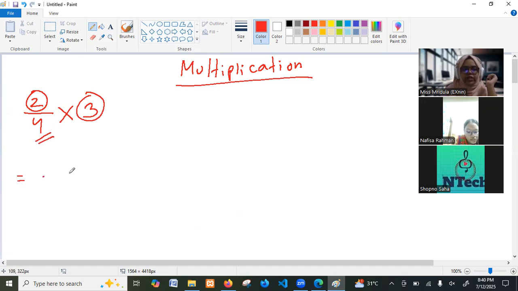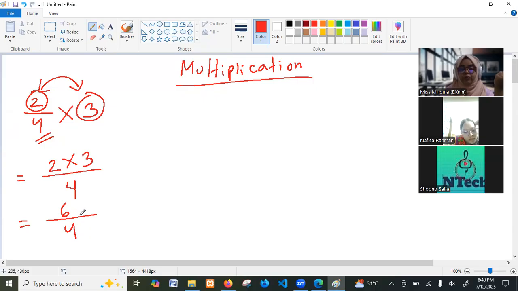Okay, so in this case, the 4 will be as it is, but we have to multiply the numerator and the integer number. So in this case, 2 multiplied by 3. Then if I come up with the solution, it will be 6 over 4. And then I can make it shorter, right? Because I can make it into the simpler form, since both the numerator and the denominator can be divisible by the same number. So in this case, it will be divided by 2.